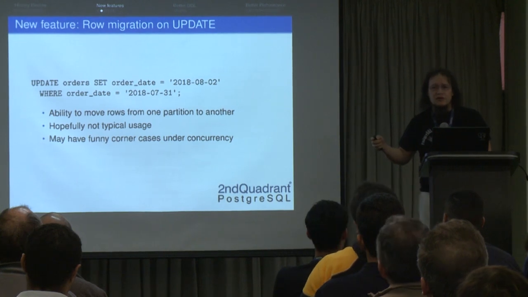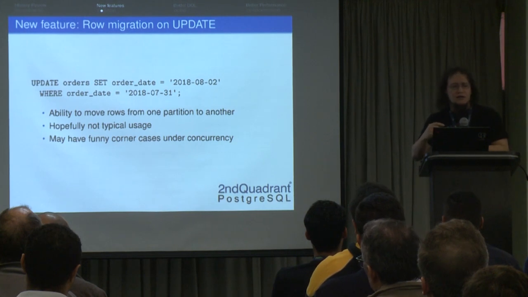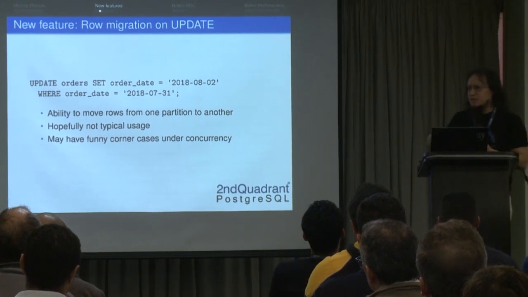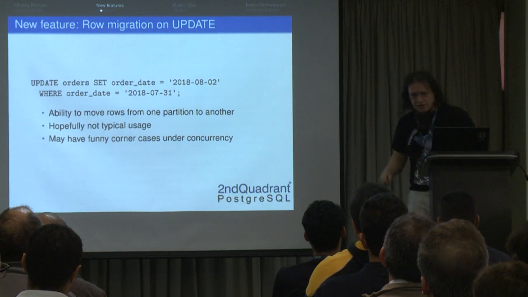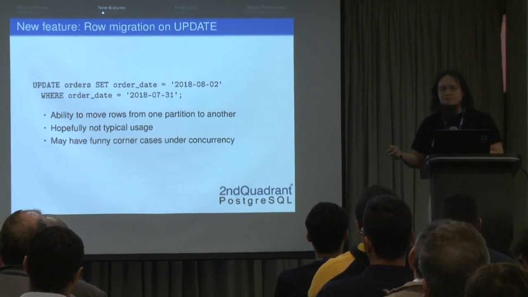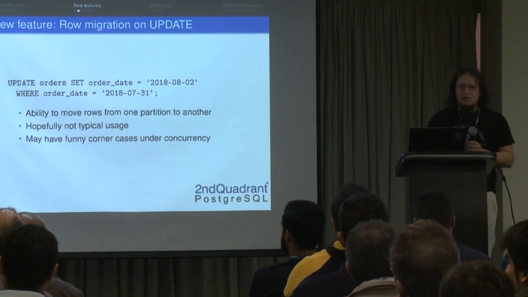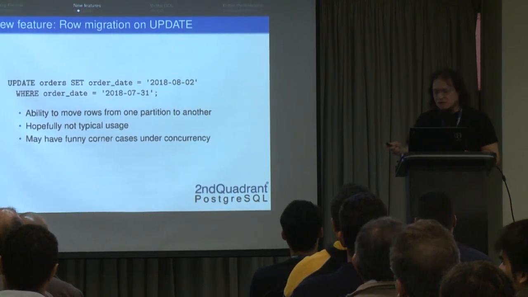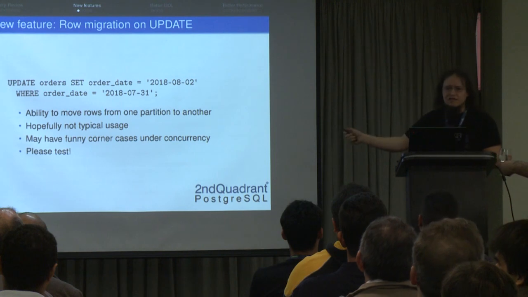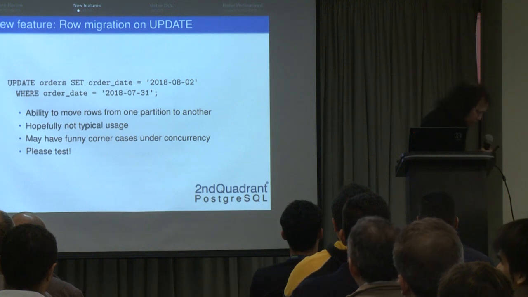There are some funny things going on here, such as if you have triggers and the triggers have to change the partition column also, then the tuple needs to be rerouted to some other partition, and then things can become a little, well, it should work, right? But this is in beta, so we don't really actually know that it works fine in all aspects. So please test it.